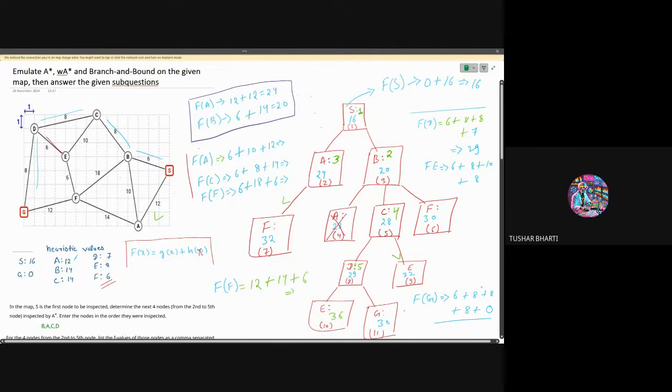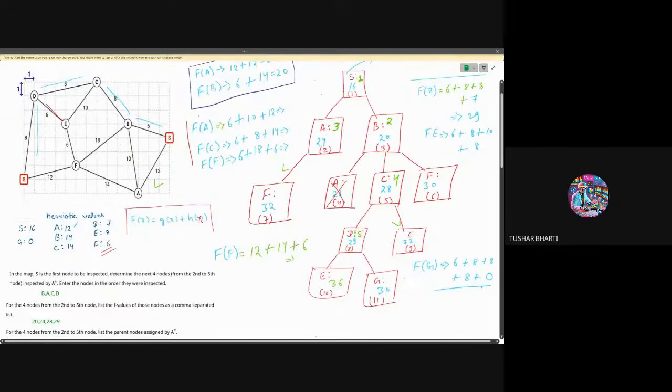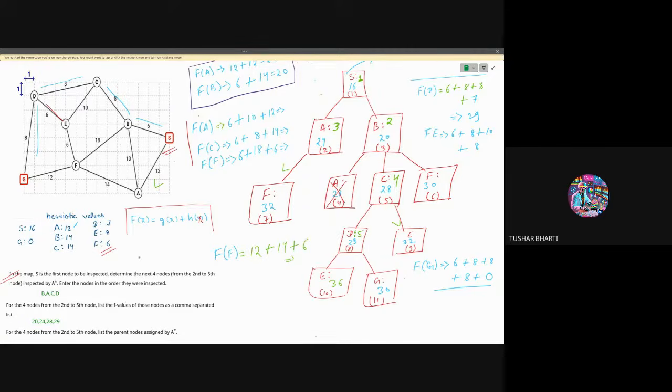Now coming to the questions which they will ask. So first question is this one. In the map S is the first node to be inspected, and determine the next 4 nodes. So our next 4 nodes will be these. Number 2 is this, number 3 is this, number 4 is this. We have to calculate 4 nodes after the first one. So number 5, this one. So these 4 will be our answer: B, A, C, and D.